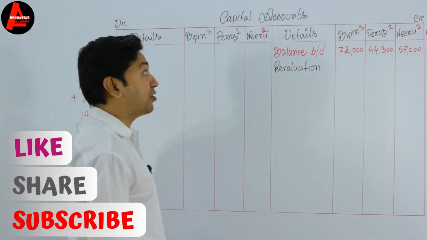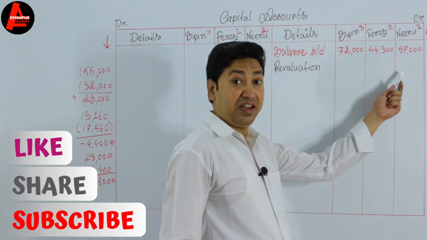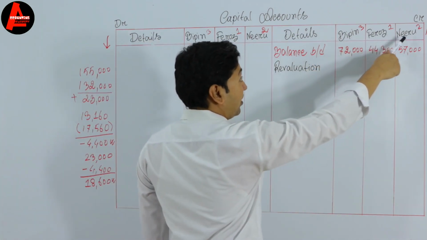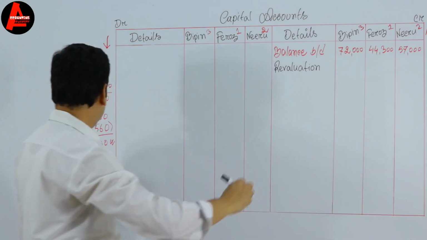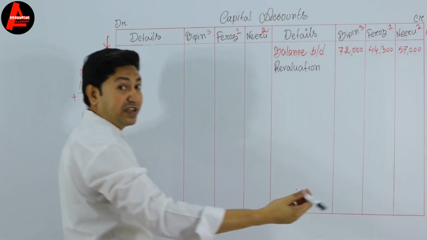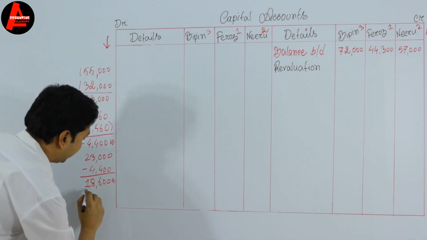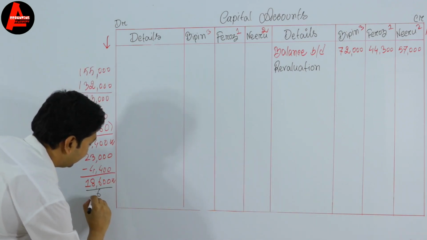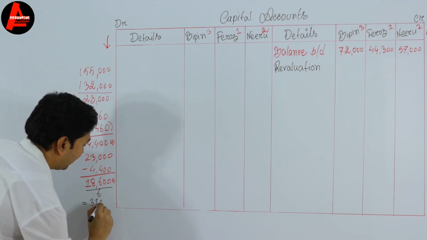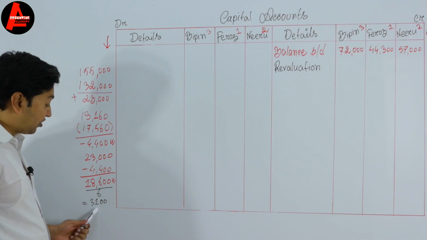Okay, now how much will be here for Bipin, Feroz and Nero? So here Bipin has 3 shares, Feroz 1 and Nero 2. So the total here is 3 plus 1 plus 2 equals 6. Okay, we will divide this amount by 6. If we divide, how much do we get here? 3,100, right? Okay, so 3,100.